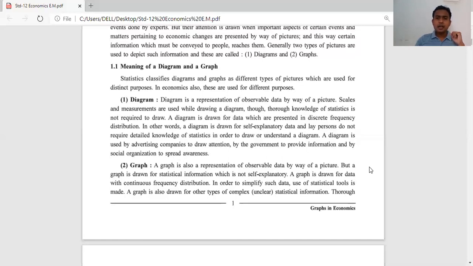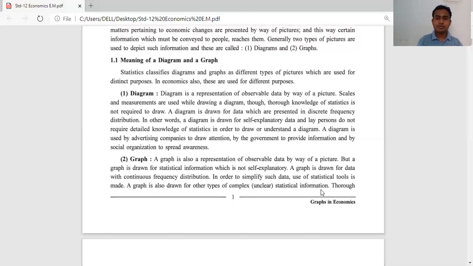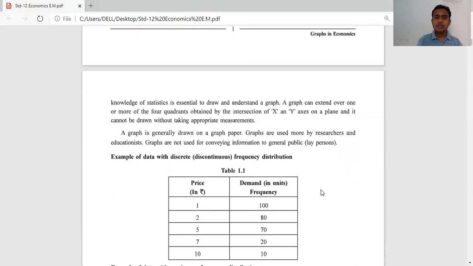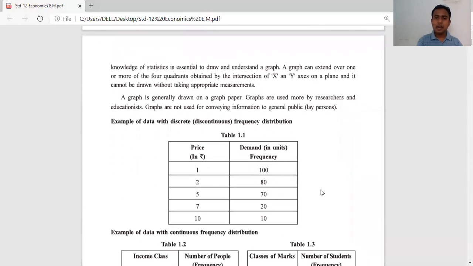Next, a graph is drawn for data with continuous frequency distribution. That is, use of statistical tools is made. In a graph, you have to use statistical methods, that is, you have to use some formulae of statistics to draw a graph. A graph is also drawn for other types of complex statistical information. So thorough knowledge of statistics is essential to draw and understand a graph.